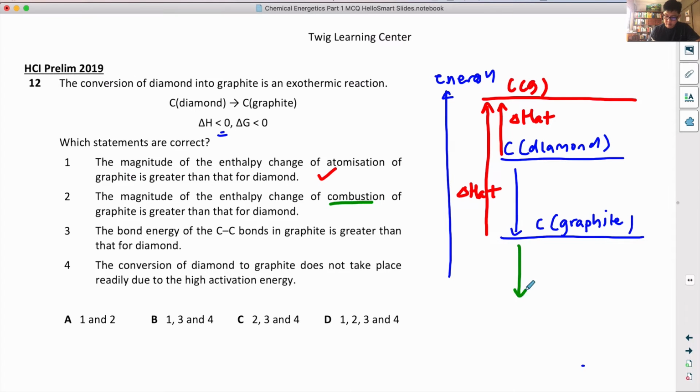So combustion of graphite is this one, so it becomes carbon dioxide gas. Combustion of diamond is the other one. So this is combustion for diamond, and this is combustion for graphite, exothermic. Magnitude for the combustion of graphite is greater. Nope. For graphite, it's actually less exothermic. So this is definitely wrong.